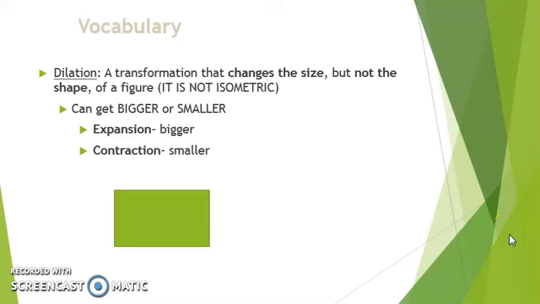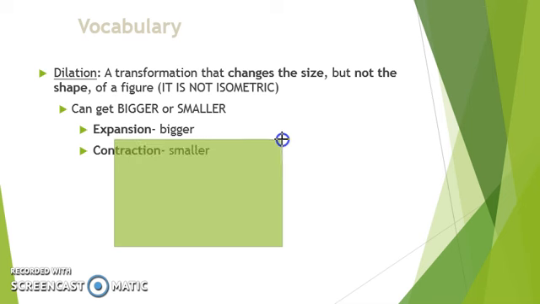This video is for reviewing the concepts from 301 through 302 for similar figures. Dilation, a transformation that changes the size but not the shape of a figure. The shape can get bigger or smaller. An expansion is when the figure gets bigger, and a contraction is when the figure gets smaller. Through this dilation of expanding and contracting, the shape stays the same while the size changes.